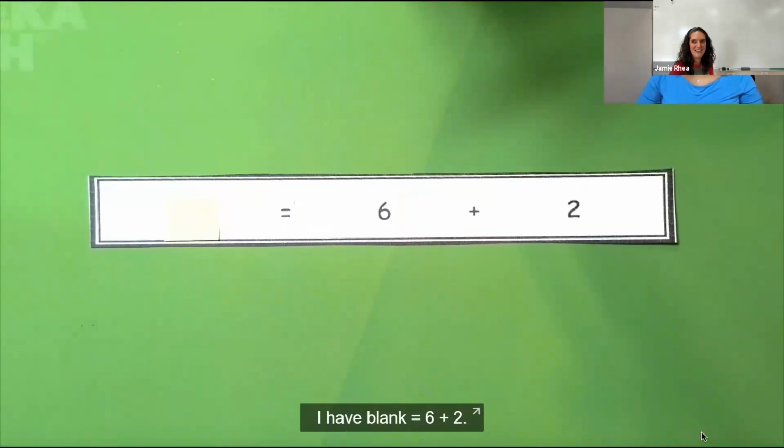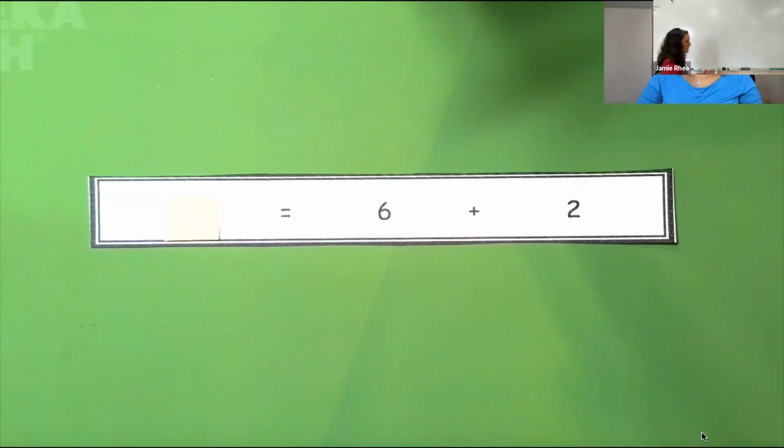I have blank equals 6 plus 2. Okay, so let's solve that. Let's write that down on our dry erase boards. 6 plus 2. Oh, I put it on the wrong side. Let me put it over here. And let's solve to get our number.